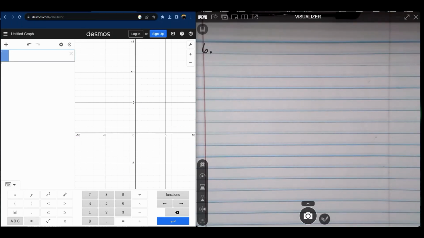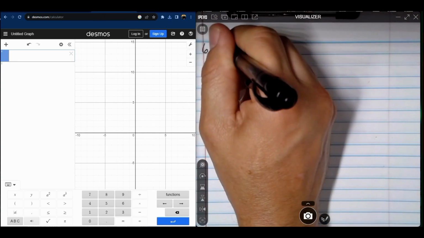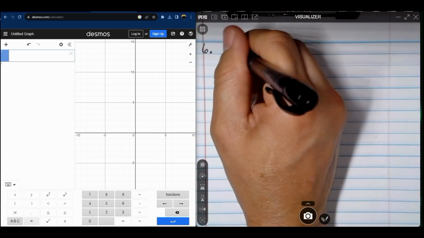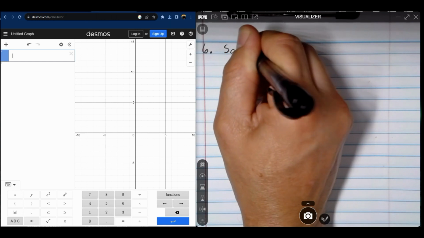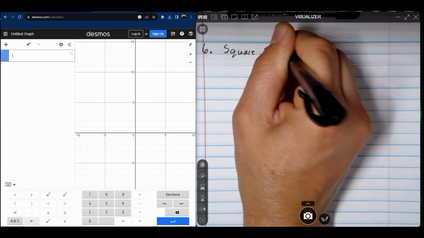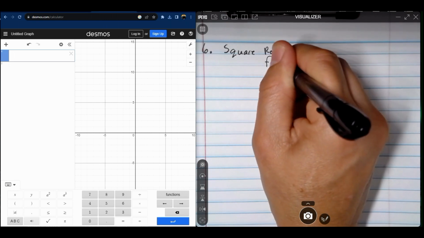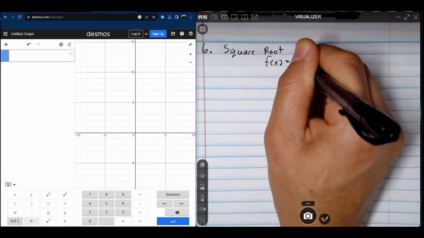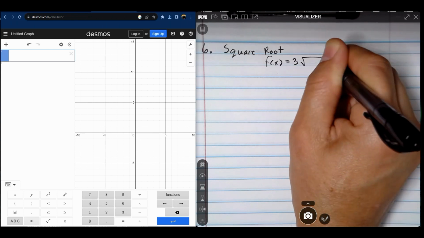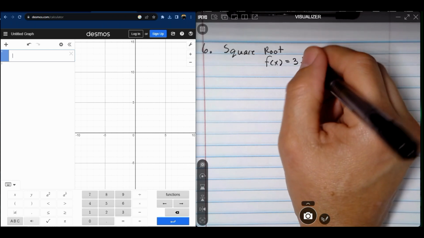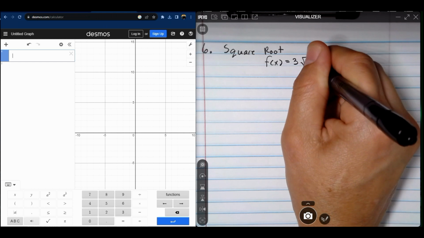All right, the sixth function that we're going to look at is what is known as the function family of square roots. And it has a parent function as well. But let's start by writing the name of the function family. And it's going to be square root. To give you an example of one of those, we could say something like f of x is equal to 3 square root of x minus 1.